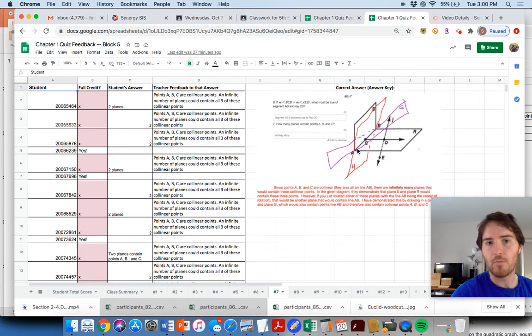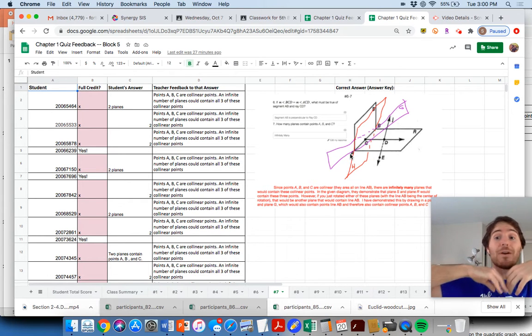2 planes contain ray AB. They don't say how many planes in the diagram. They should just say how many planes. What do we know about the existence of the amount of planes that would contain 3 points? And that is, we'll jump to the conclusion that it's infinitely many.